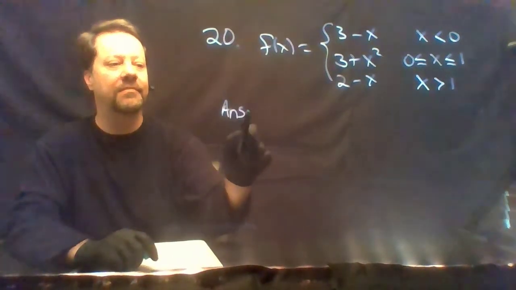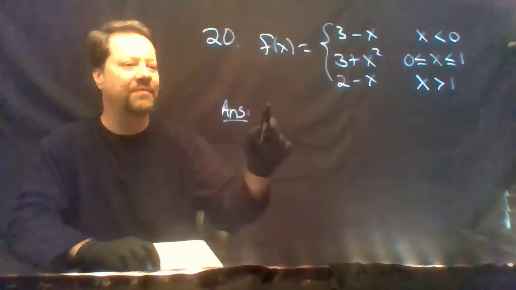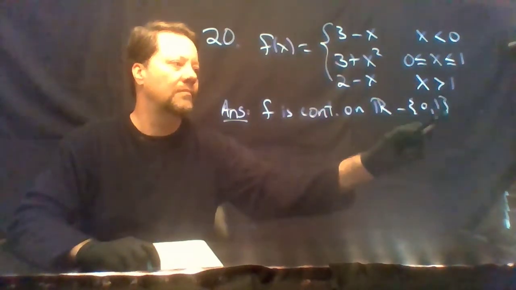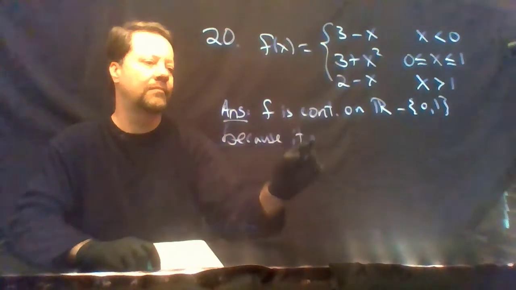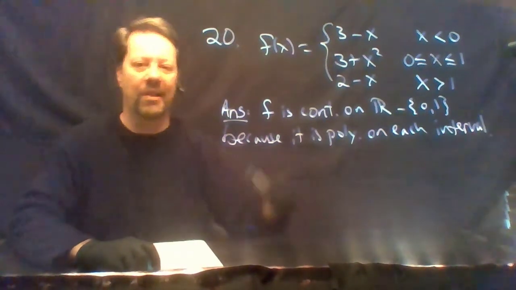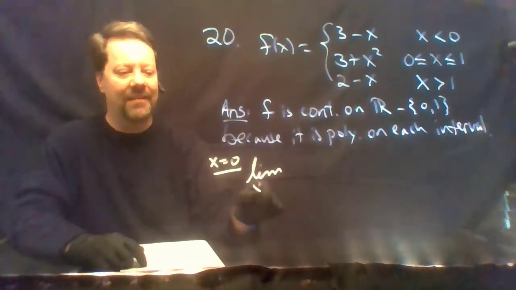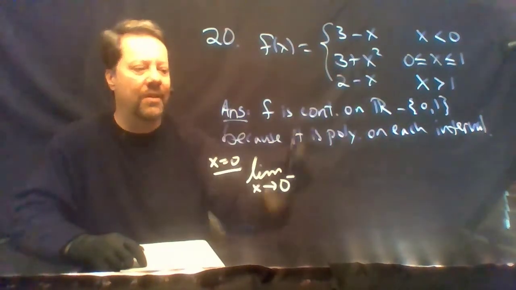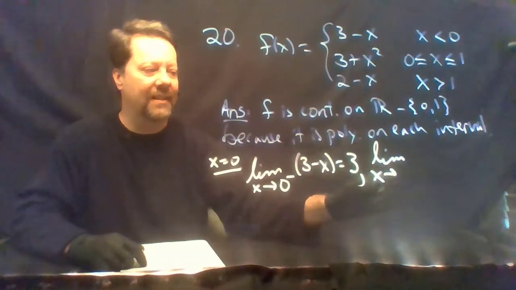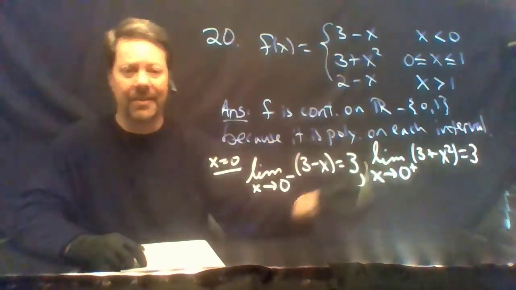So in our answer, we'll say f is continuous everywhere except possibly 0 and 1, because everywhere else it's a polynomial on each interval. The only question that remains is, let's try x equals 0 first. We'll take the limit as x goes to 0 from the left. On the left of 0, we use 3 minus x. Well, that limit is 3. What happens if we take the limit as x goes to 0 on the right? To the right of 0, you have to use 3 plus x squared. That limit is also 3.